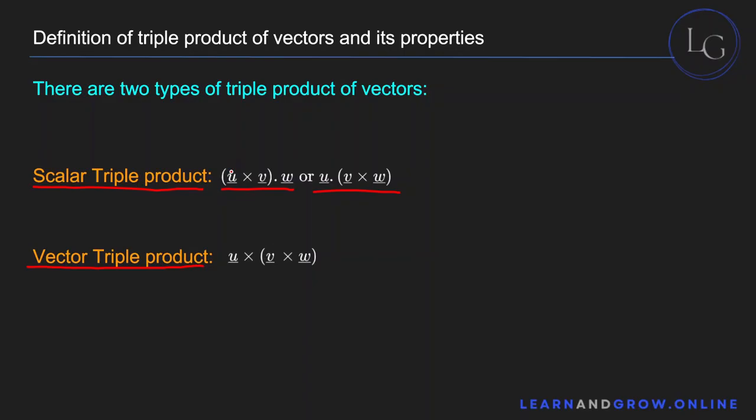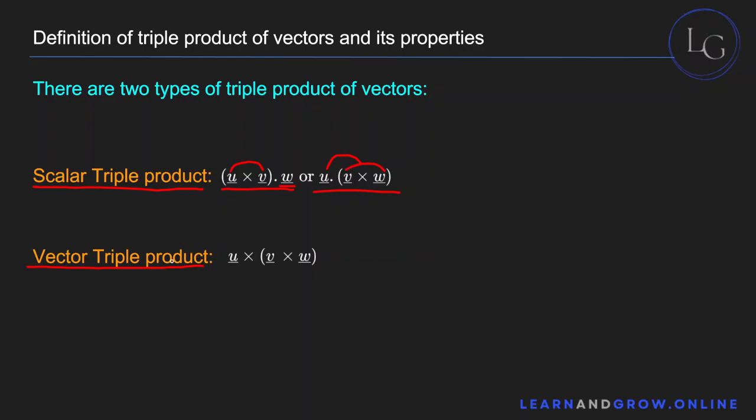Basically, you take the cross product of two of the three vectors, and then you take the dot product of the result with the third vector. Obviously you can take it in any sequence you want. You can first take the cross product of u and v, and then take the dot product of the resultant with w, or you can take the cross product of v and w and then take the dot product of the resultant with u, right?